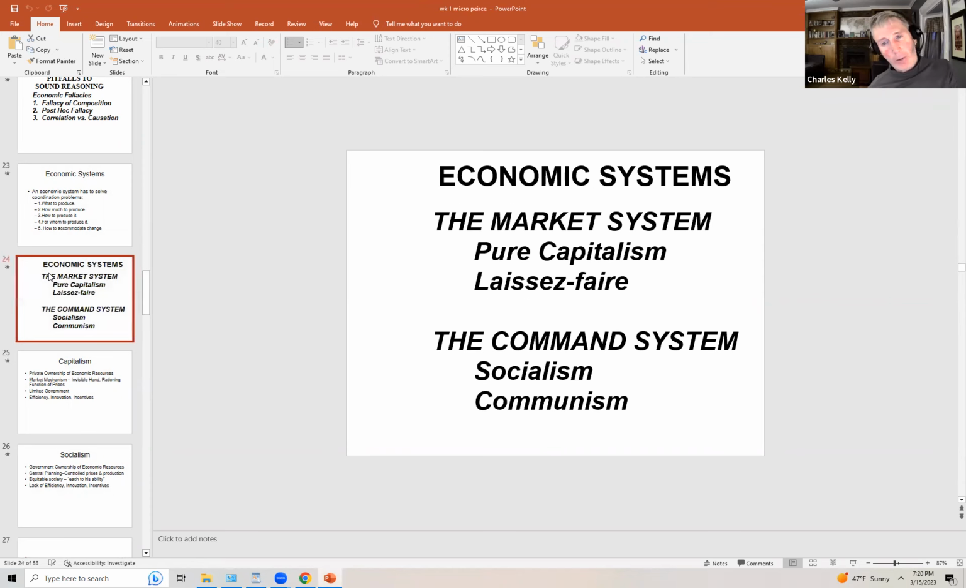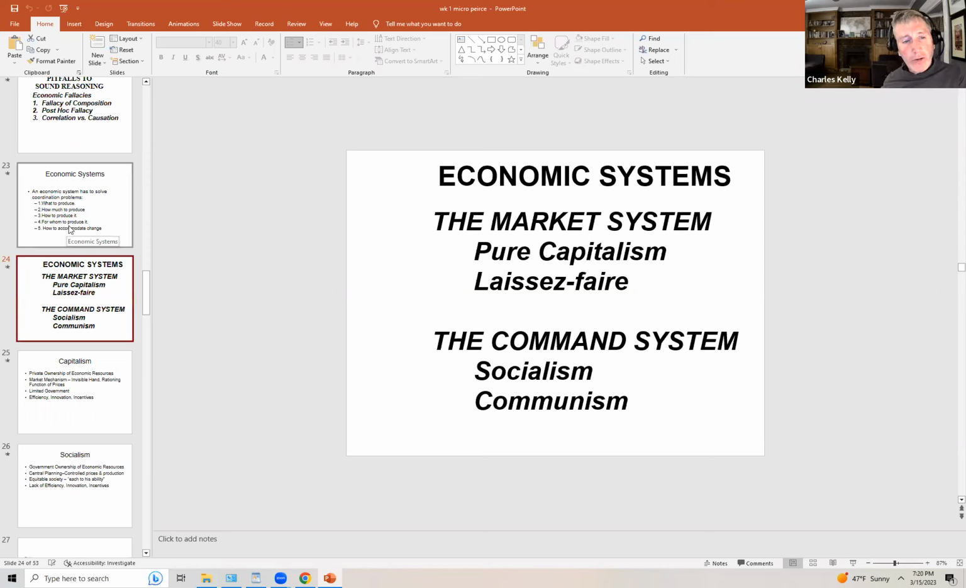So there are 2 economic systems: capitalism and socialism. Under capitalism, you have private ownership of economic resources. Under socialism, or the command system, you have government control of the economic resources. So the big difference between these 2 economic systems is who owns the means of production. In the market capitalist system, private ownership of economic resources. In the socialist command system, public ownership of economic resources.